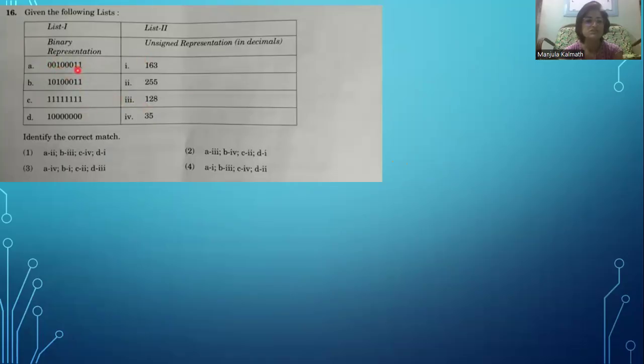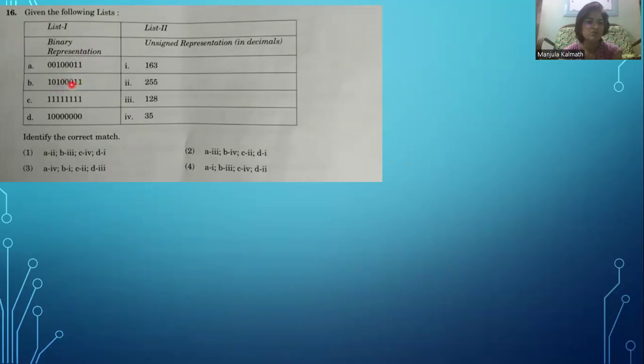So the first one, it is 0, 1, 2, 3, 4, 5. 2 raised to 5 will be 32. 32 plus 4, 32 plus 2, that is 34, and 1, 35. So the first option, A, will be 4. Just notice only one option is given here, A equals 4. So once you have calculated one answer, that is sufficient. The result of this question will be this one.